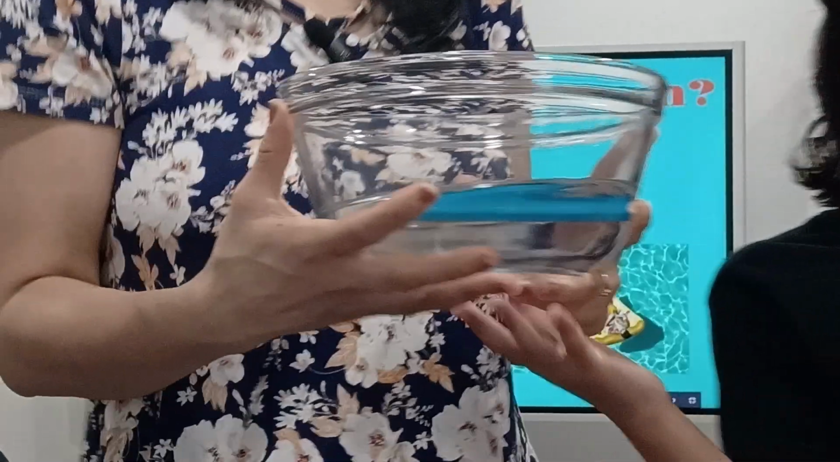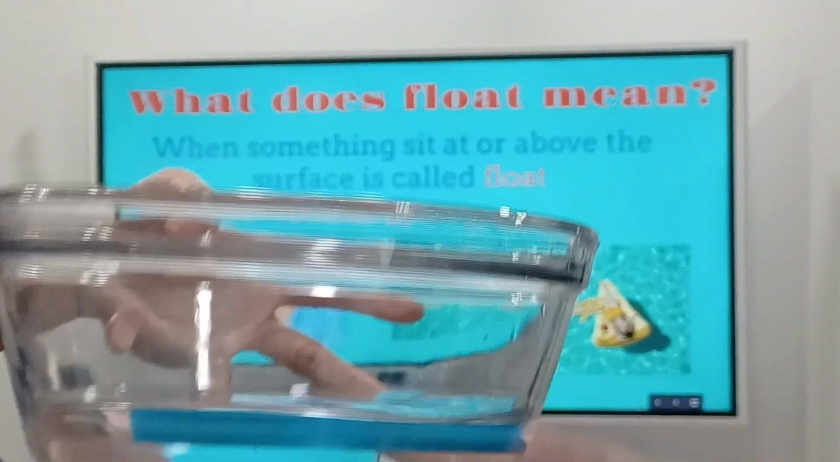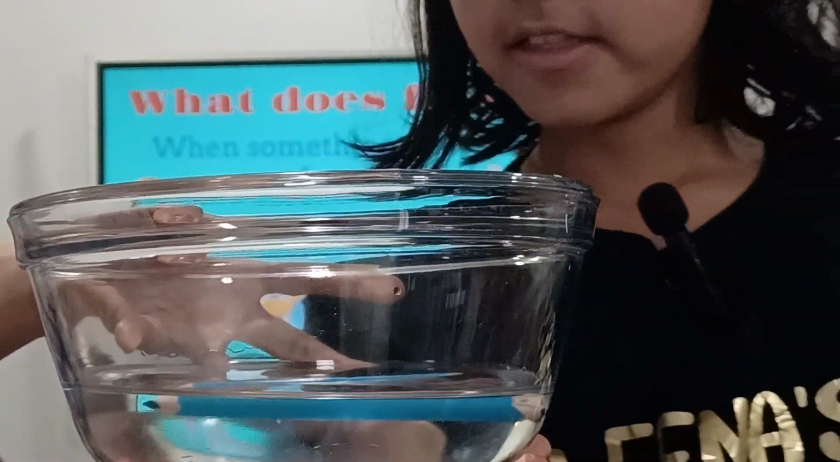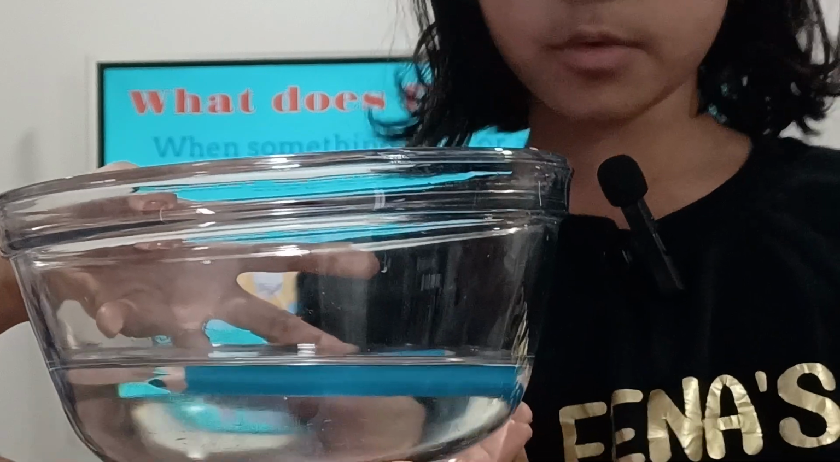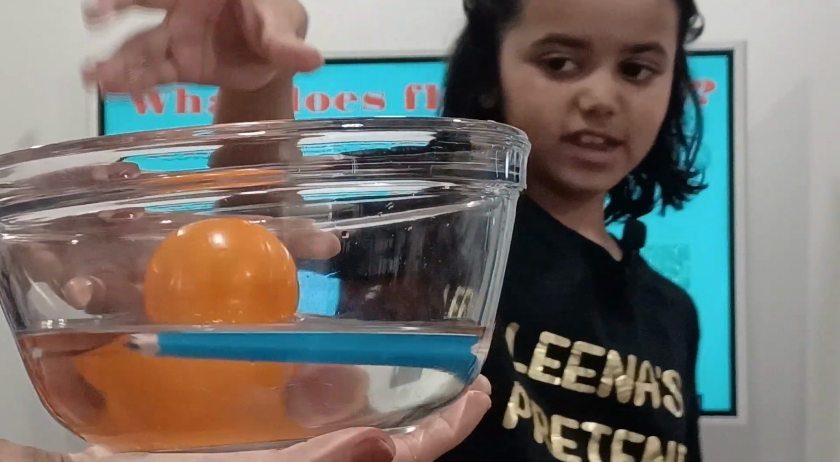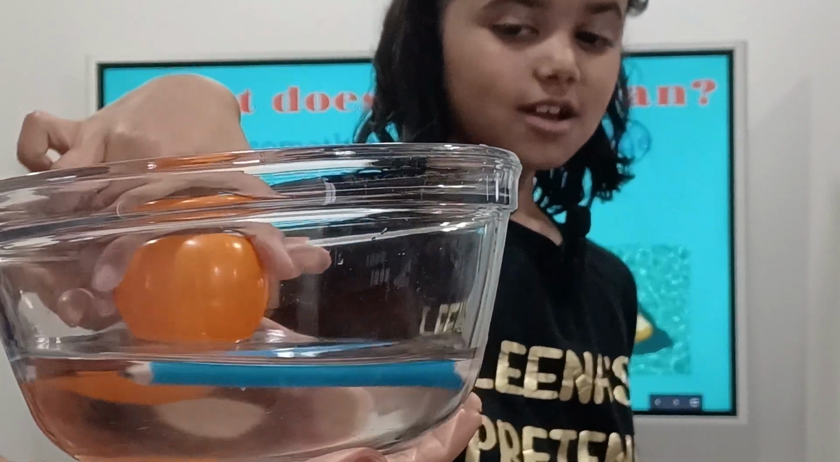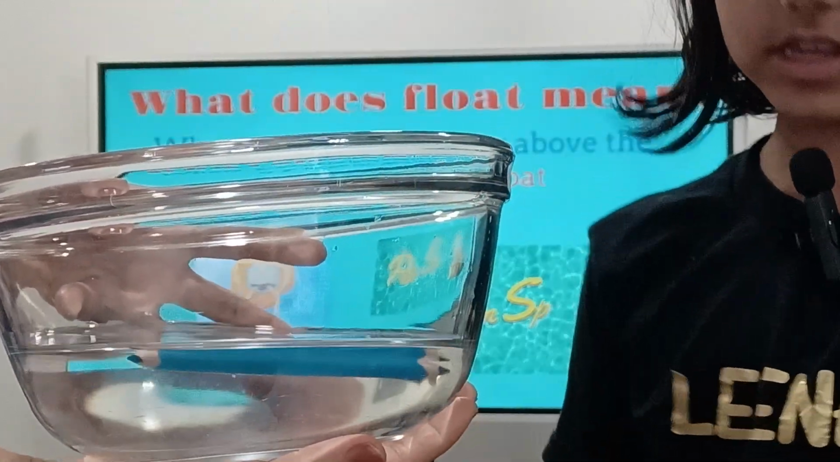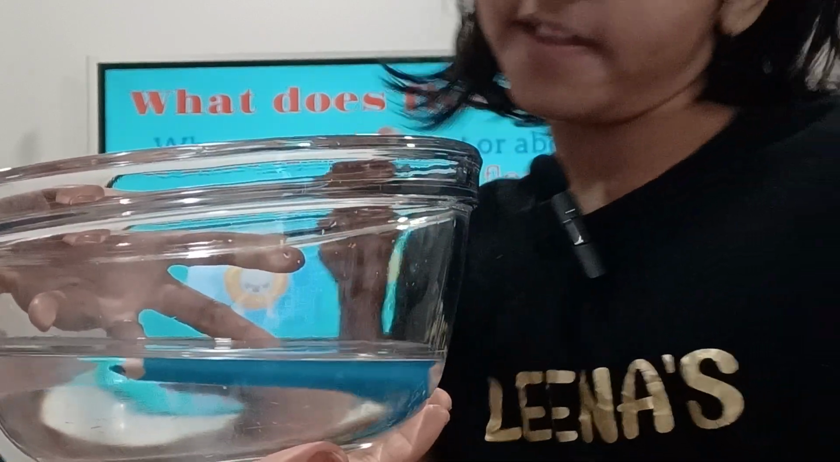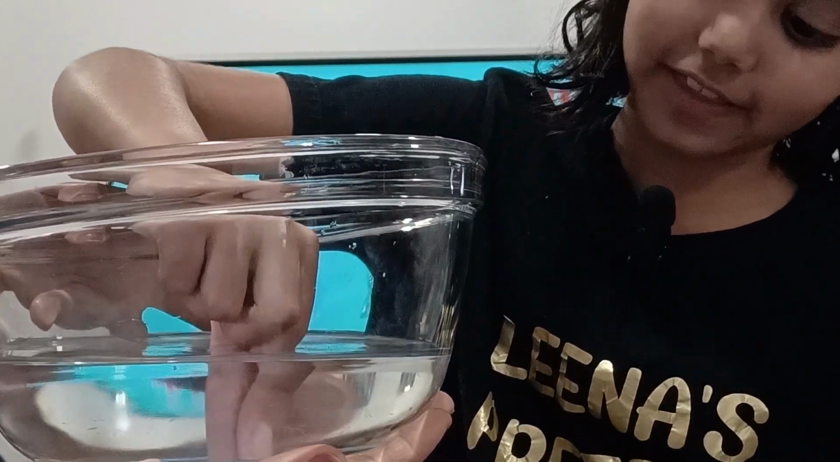Make your hand move. Can they see it? Yeah. So you see that it's kind of not on top of the water, like the ball. The ball goes right on top of the water. But this pencil doesn't. Well, it still floats because it's still at the top. It's not at the bottom.